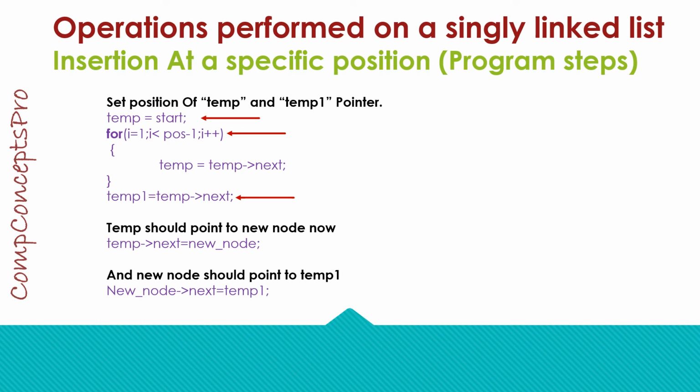Now we'll do the pointer adjustments. So next of temp should point new node, because temp is the node previous to our new node to be inserted. And new node next should point temp1, because temp1 is the node next to the new node to be inserted. So this is how we insert a new node at a specific position in a singly linked list.